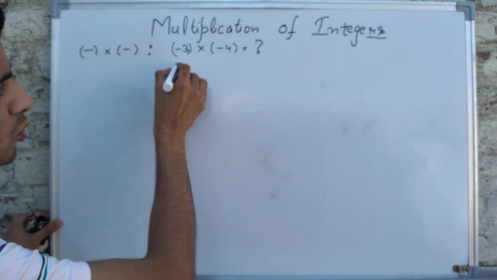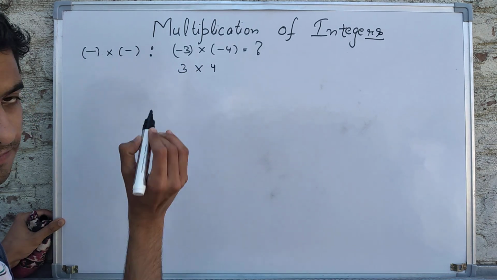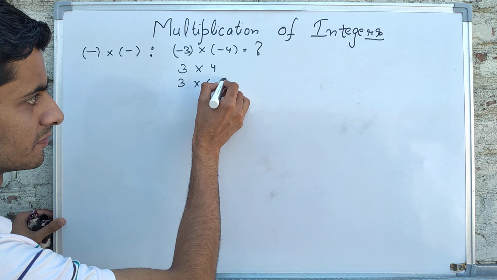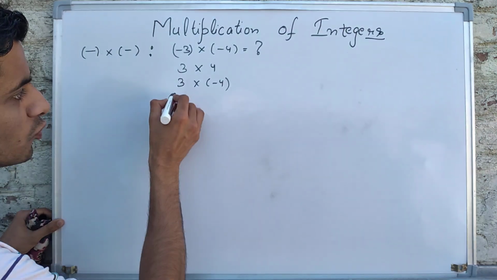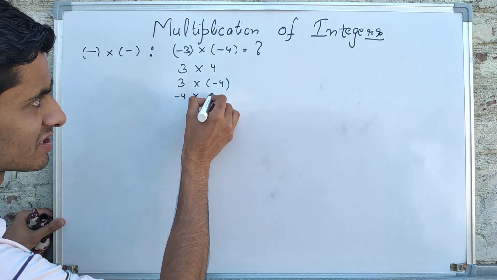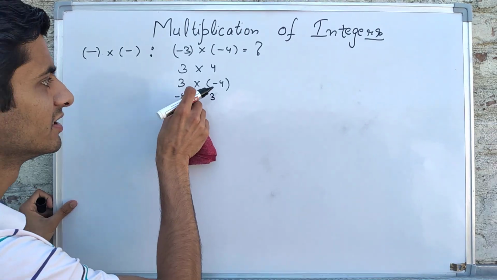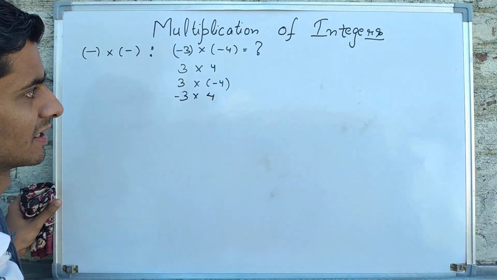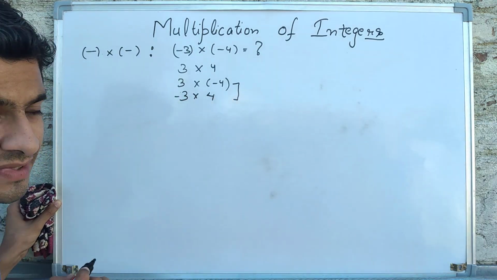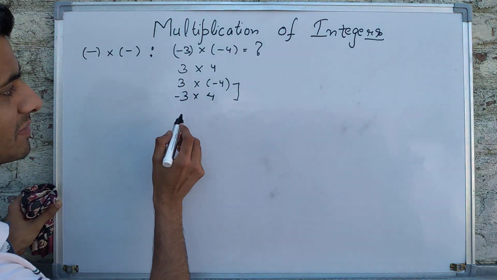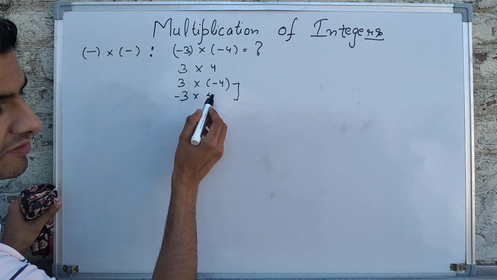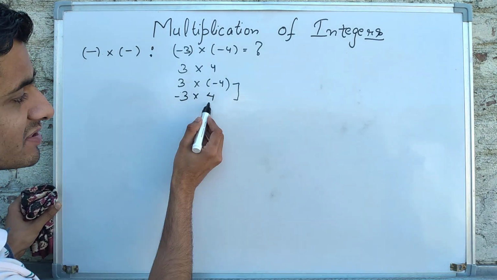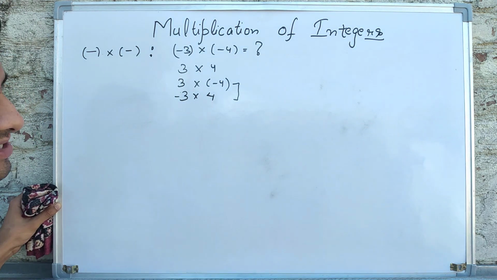We learned the meaning of 3 times 4. We learned the meaning of 3 times negative 4. And then we tried to find negative 3 times 4 also, and both of these were equal. But now we have one positive, one negative. It can be said that 3 times negative 4, the answer is negative. It could be said as 4 times negative 3, the answer is negative.